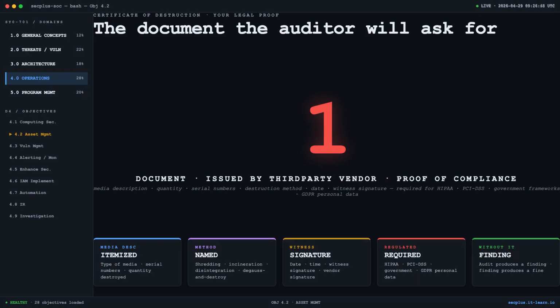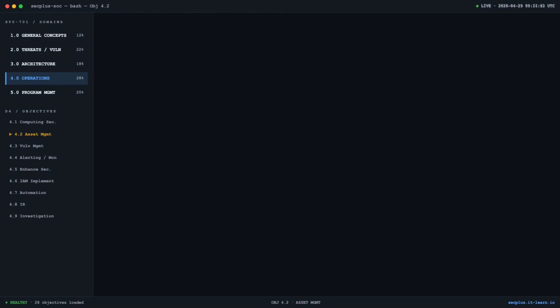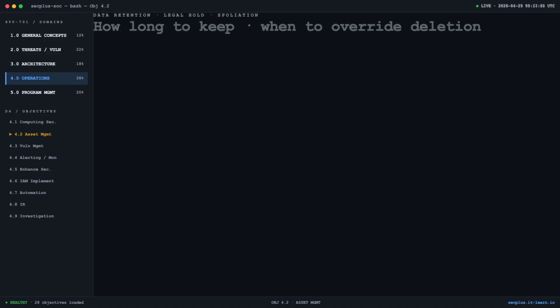Data retention policies tie everything together. How long do we keep this data? Based on legal, regulatory, and business requirements. HIPAA requires 6 years of medical records. PCI DSS requires 1 year of transaction logs. After the retention period expires, data must be properly disposed of using approved sanitization.